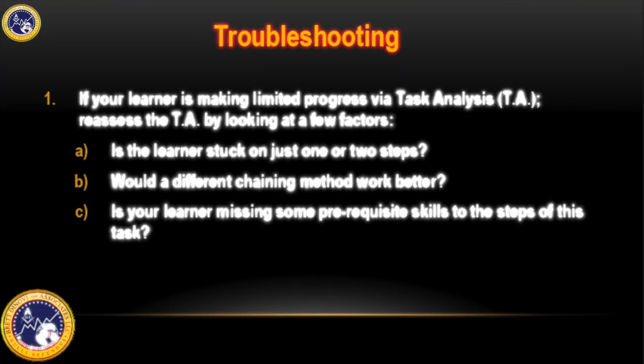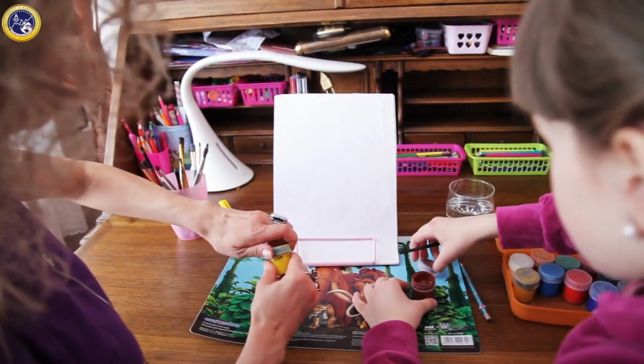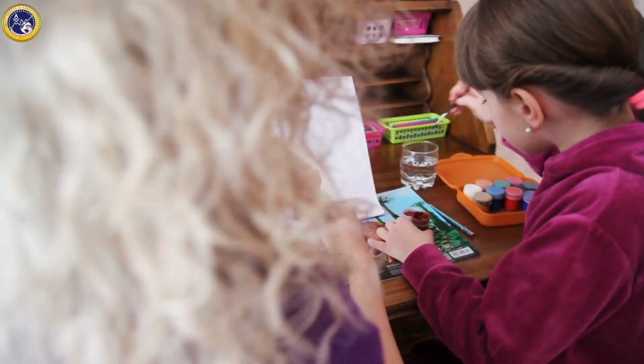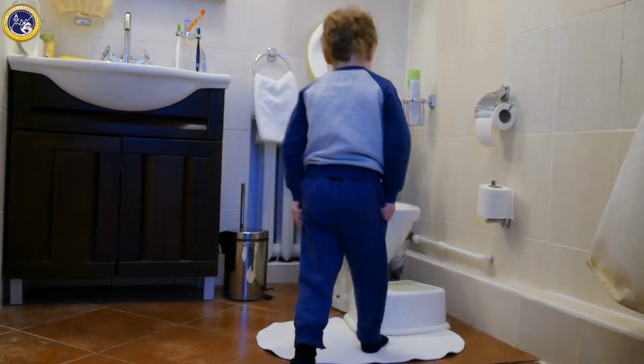Another thing to look at would be the chaining method. Would a different chaining method work better? For example, consider switching to forward or backward chaining if you are running total task. And last, is your learner missing some prerequisite skills to the steps of this task? For example, is he or she expected to use some fine motor skills that are not quite developed? See if putting the task analysis on hold and mastering some of those prerequisite skills would be helpful. As Stokes et al. found, some correspondence training was necessary for their learners to be able to discriminate between dirty and clean when teaching a toileting routine.